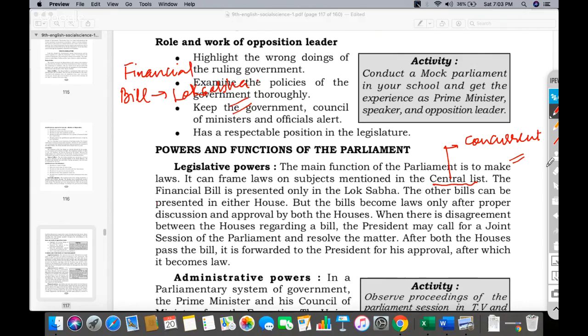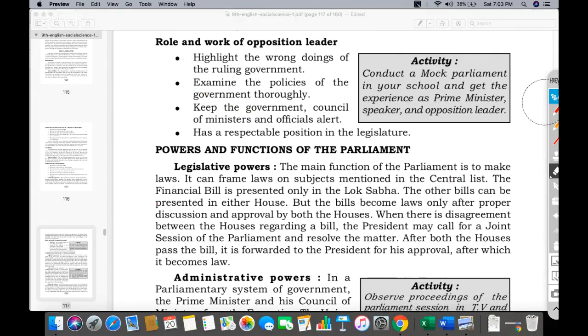Any other bill can be first presented either in Lok Sabha or Rajya Sabha. It doesn't matter. The criterion is only that a financial bill has to be presented first in Lok Sabha. The other bills can be presented in either house, but the bill becomes law only after proper discussion and approval by both the houses. Whichever house you present the bill in, it has to be passed by both Rajya Sabha and Lok Sabha for it to become a bill. So it becomes a bill after both the houses support it.